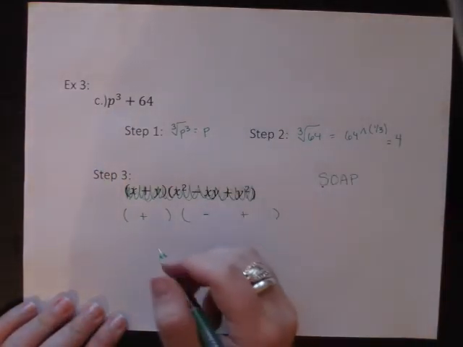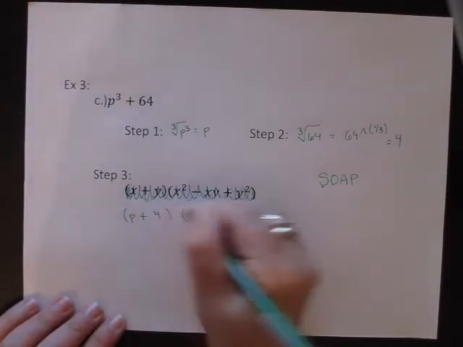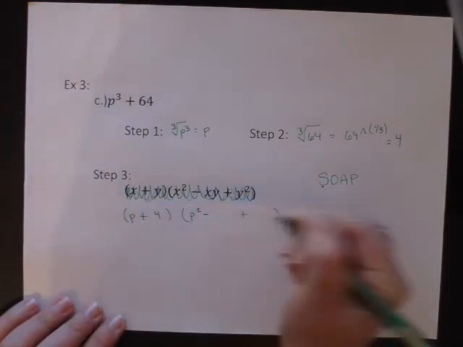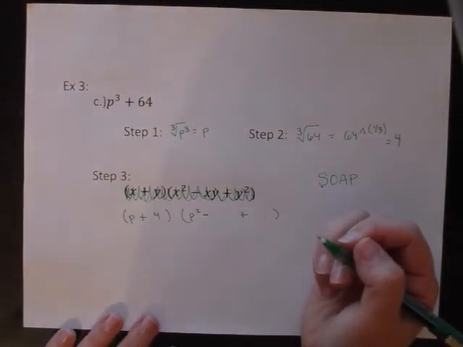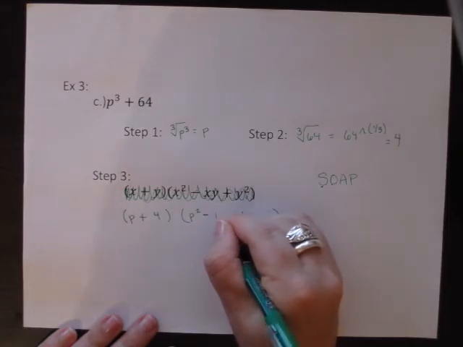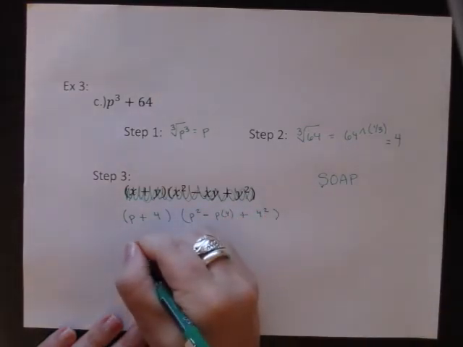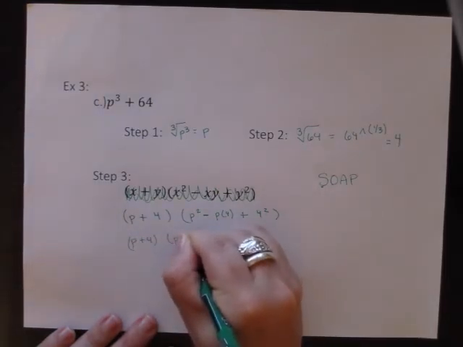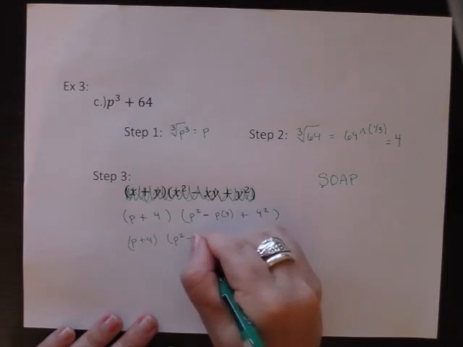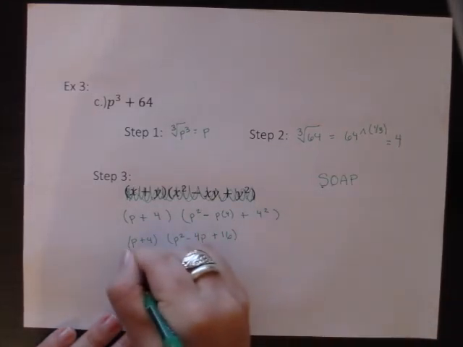Now I go back to my step 1 and step 2 and I fill out, so I go p plus 4, then I go p squared. If you want to put parentheses there, you can. You don't have to, though, because it's just a single term. And then we go p times 4, and then we go 4 squared. So we got p plus 4 times p squared minus 4p plus 16, and I box my answer.